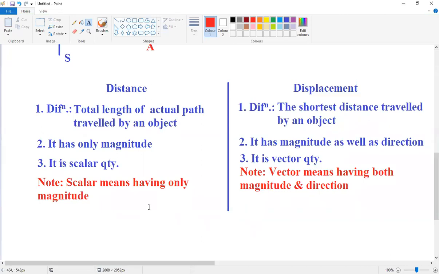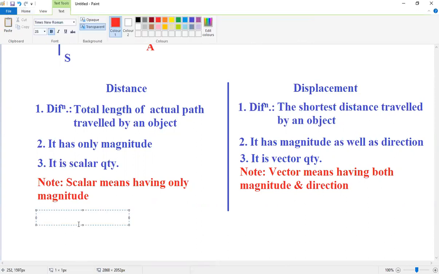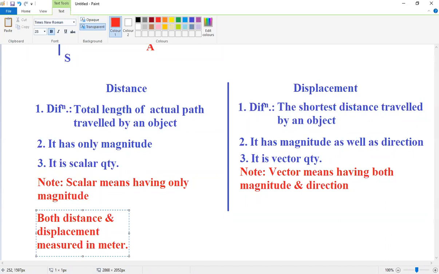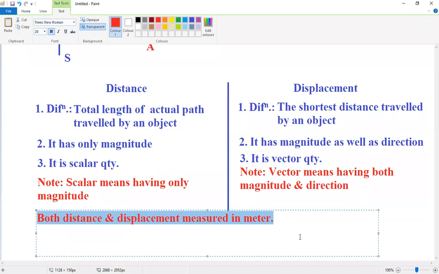Getting it? And the similarity is that both distance and displacement are measured in meter. So meter is the SI unit of distance and displacement. Getting it?